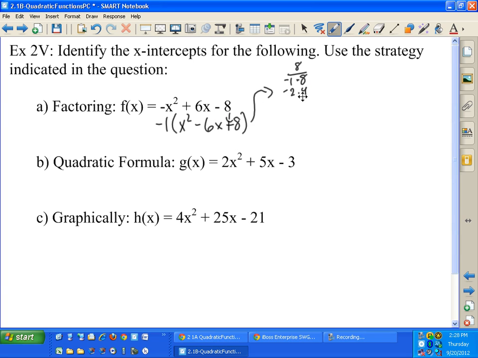So I'll leave the negative 1 outside, but I'm going to rewrite this middle term as negative 2x and negative 4x, because that's still my x squared. So I've got x squared minus 4x minus 2x plus 8. So I've rewritten that middle term. I just broke it apart using these factors. So now I'm going to undo the distributive property by putting parentheses around my first 2 terms and my last 2 terms. And so now I'm going to take out my greatest common factor.